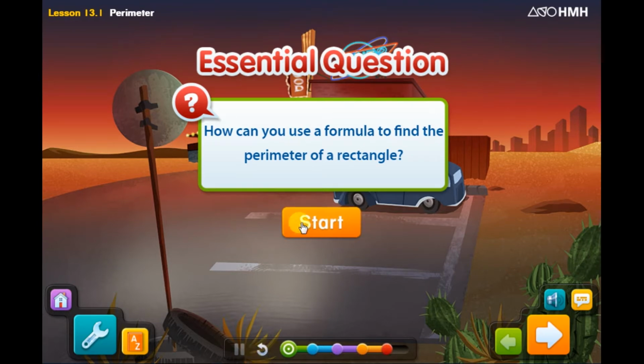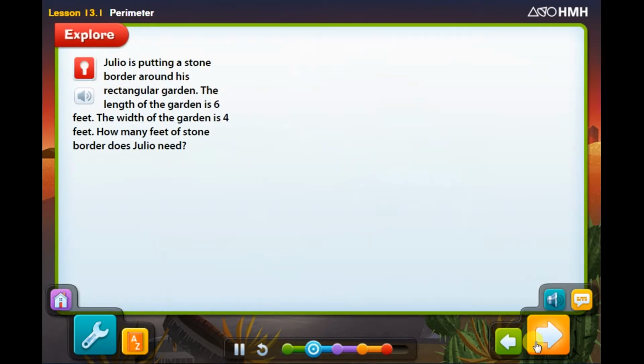Okay, so let's start. Let's use addition to find the perimeter of a garden. Let's read the example. Julio is putting a stone border around his rectangular garden. The length of the garden is 6 feet. The width of the garden is 4 feet. How many feet of stone border does Julio need?